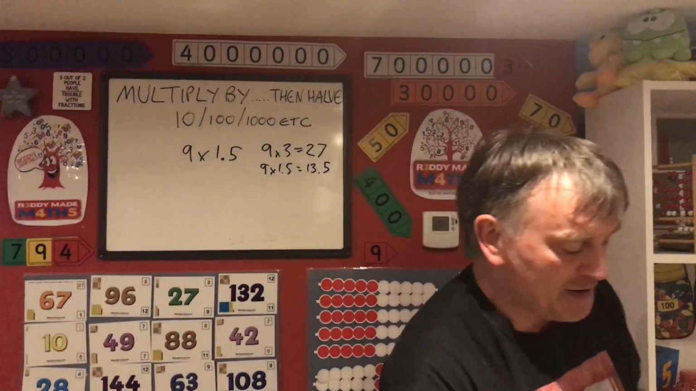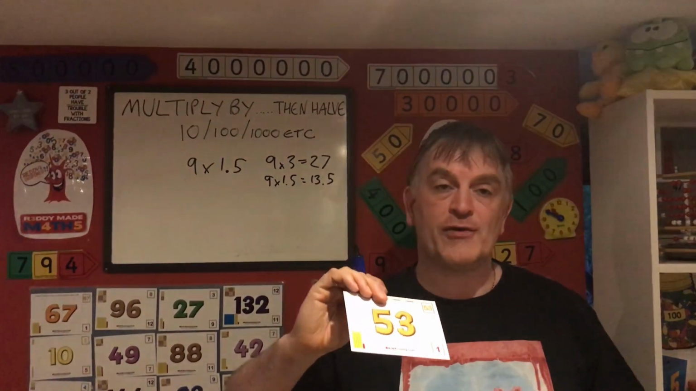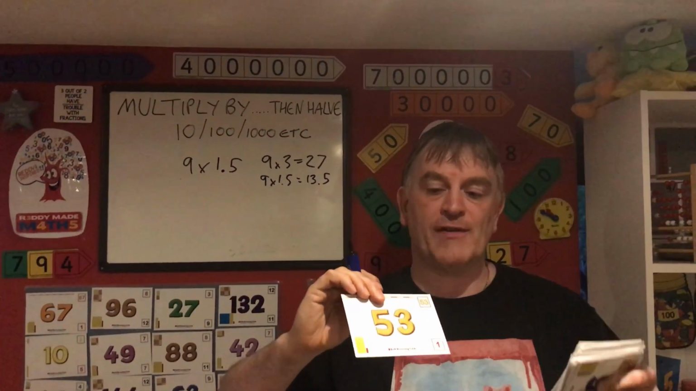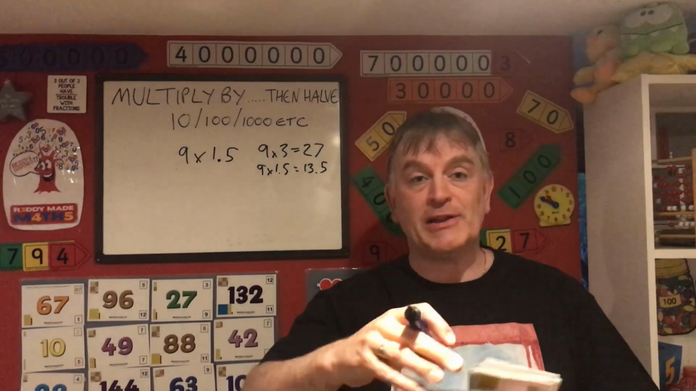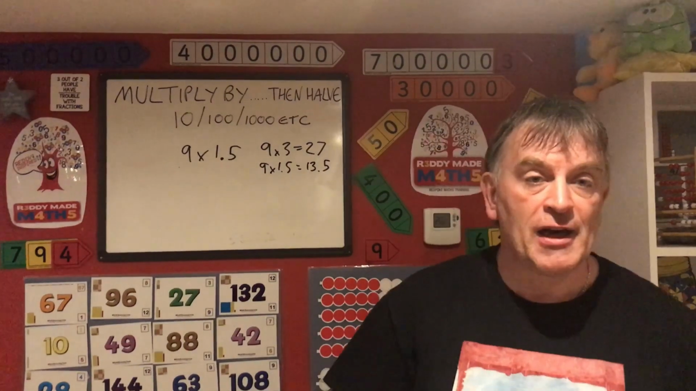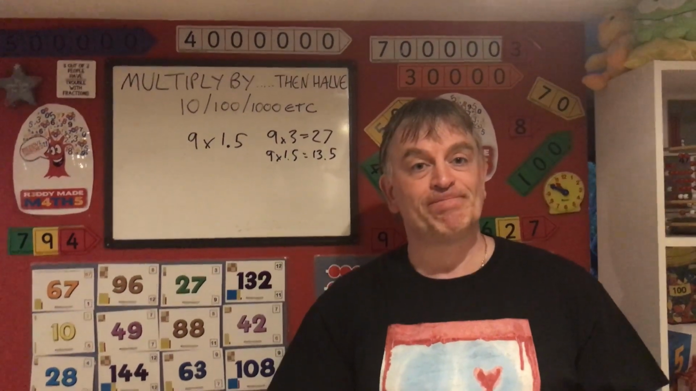20 times 5 is 100. 53 times 5, 530. Half of 500 is 250. Half of 30 is 15. So we end up with 265. So just keep practicing it, build it up as a jotting until it's something the children are just doing naturally. They're multiplying by 10 and halving.